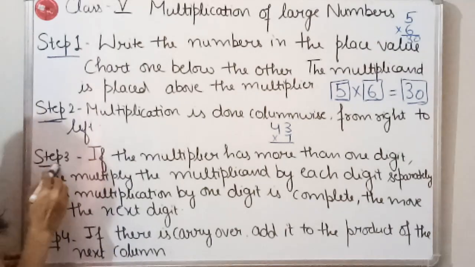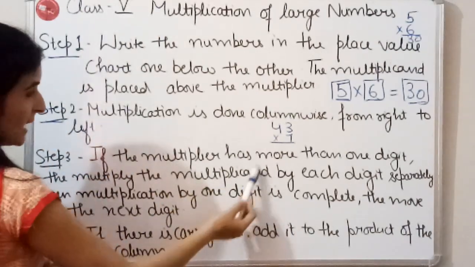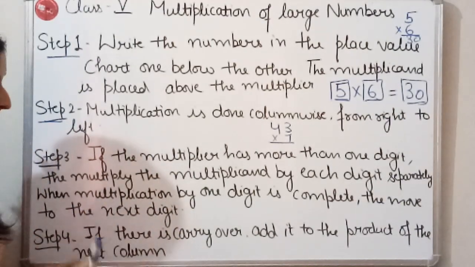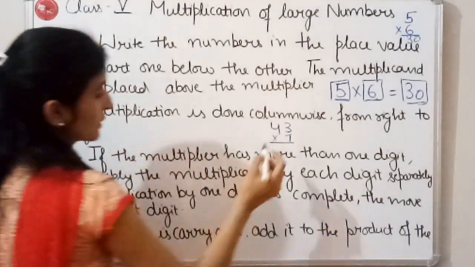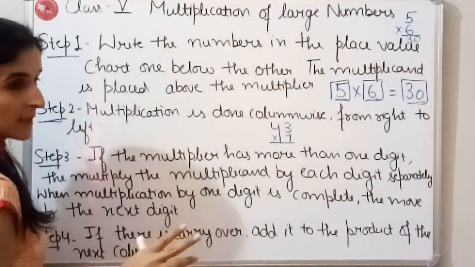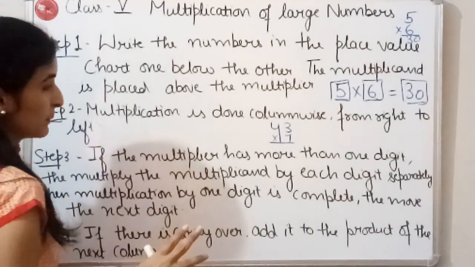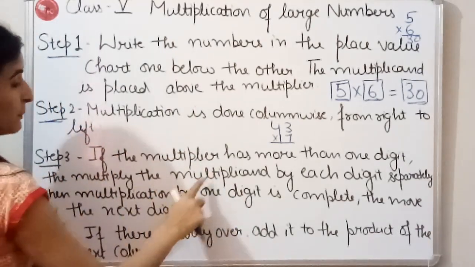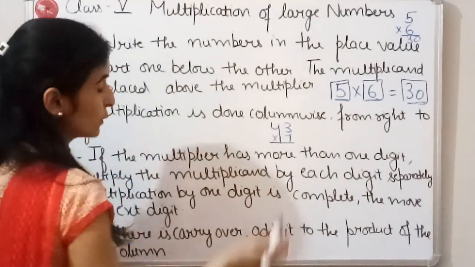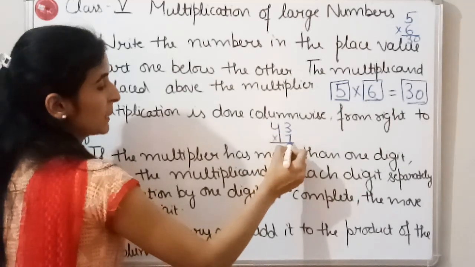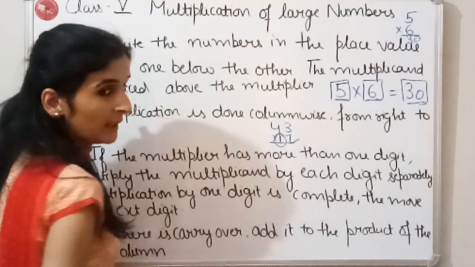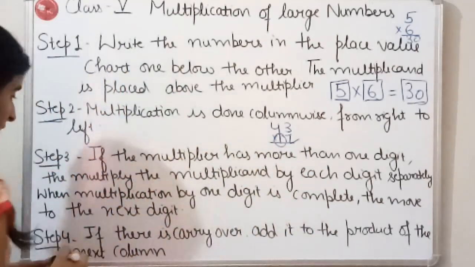Now the step 3 is if the multiplier has more than one digit. If the multiplier has more than one digit, suppose there is 17. Now the multiplier has 2 digits. Then multiply the multiplicand by each digit separately. So firstly we will multiply this 43 by 7, and then in the next step we will multiply this 43 by 1. So this is what is written here.